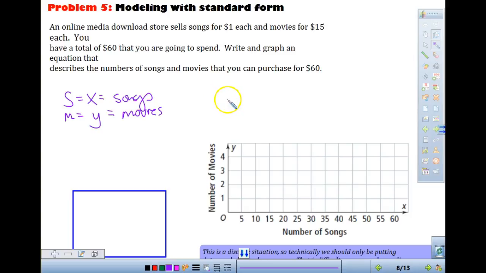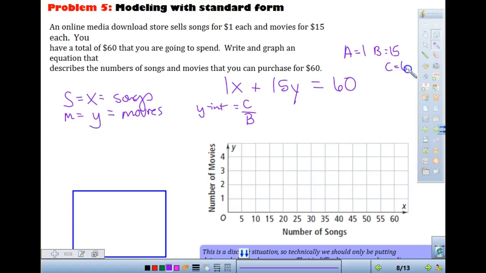This is an equation set up perfectly for standard form, all these types of story problems, because we are looking at 1x, $1 per song, plus 15y equals 60. If I'm looking for my y-intercept, we said that is when we take c and divide it by b. So in this case, my a was 1, my b was 15, and my c was 60.